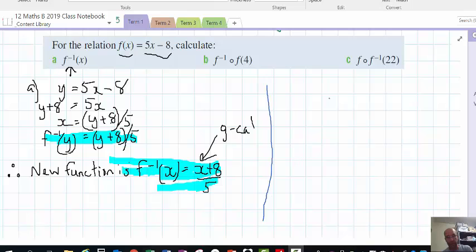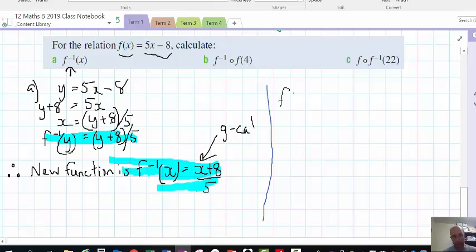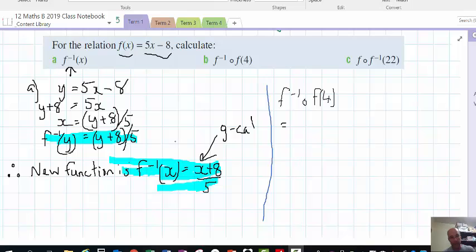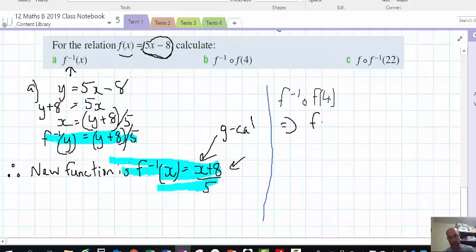For the following here, inverse f of 4, and this will be the final one on this video. We've got to interpret that first of all. In our function inverse f of x, we've got to substitute the value of f of 4. So let's do that first.